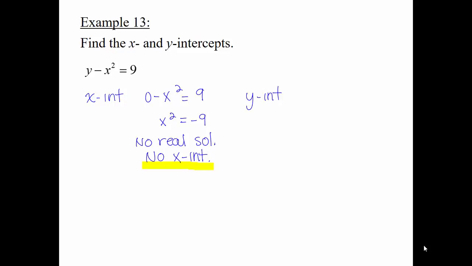What about the y-intercept? That means your x is 0. So y minus 0 squared, or y minus 0, is equal to 9, so y equals 9. So again, these are easy mathematically to do. When you're looking for the x-intercept, make the y equal 0 and solve it. When you're looking for the y-intercept, make the x equal 0 and solve it.